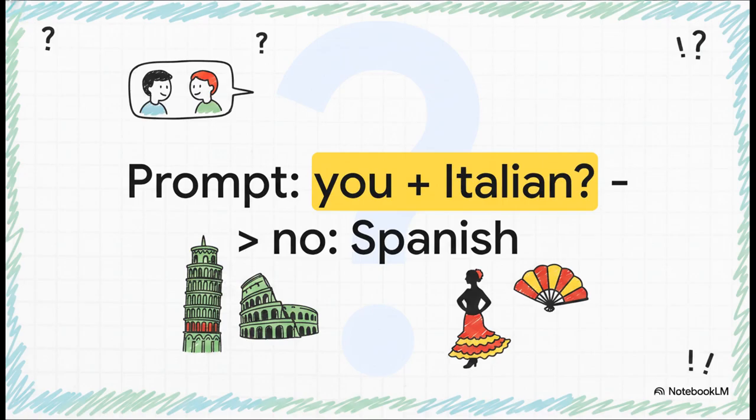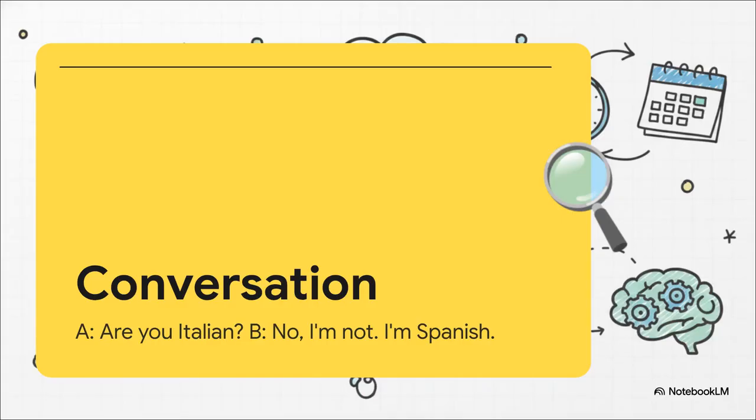The prompt is this: ask someone, you plus Italian, and the response should be, no, correcting it to Spanish. Take just a few seconds to construct both the full question and the negative response in your mind. Remember our rules. The verb has to go absolutely first for the question. Okay, let's see how you did. Person A says, are you Italian? And person B replies, no, I'm not, I'm Spanish.